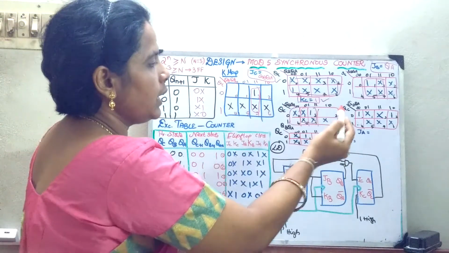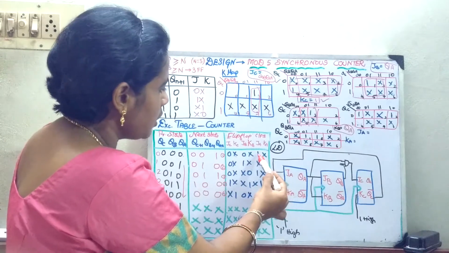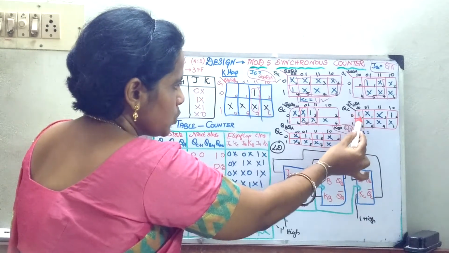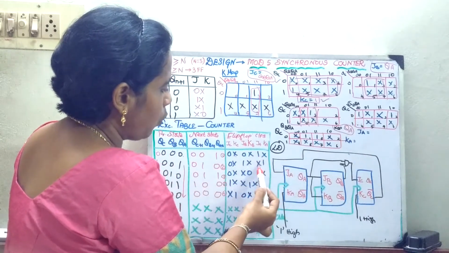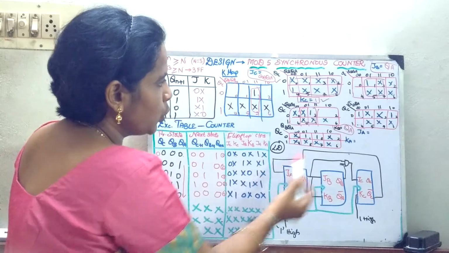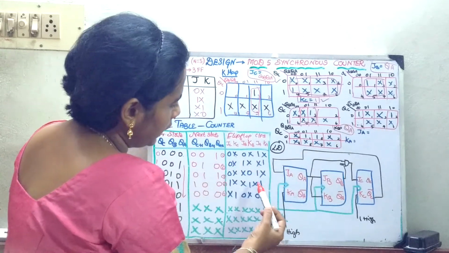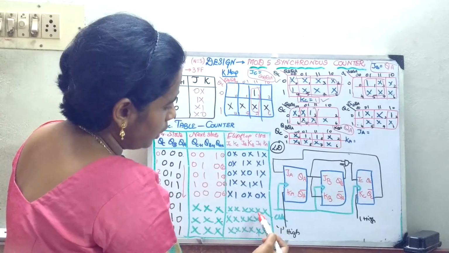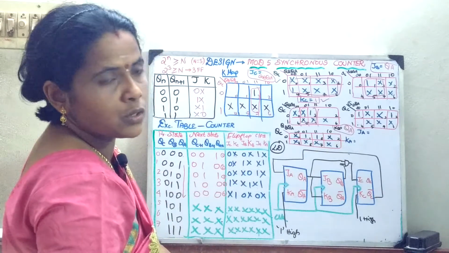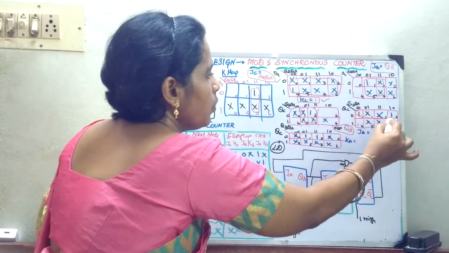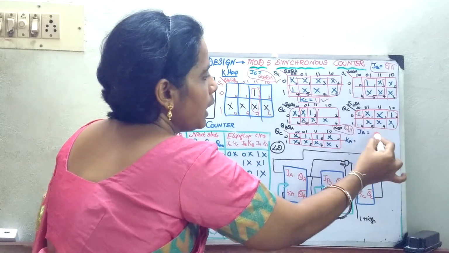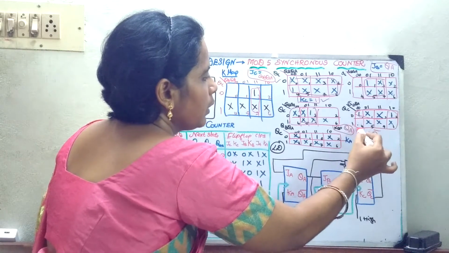Now you move on to the next, JA. JA, what happens? At 0, in that place 1 is there. 1 is don't care. So 2 is 1, 3 is again don't care. 4 is 0, so leave it. 5, 6, 7 is don't care. So now how can I group? I can go in for a 4-cell grouping. So what will be the answer? It is QC bar.